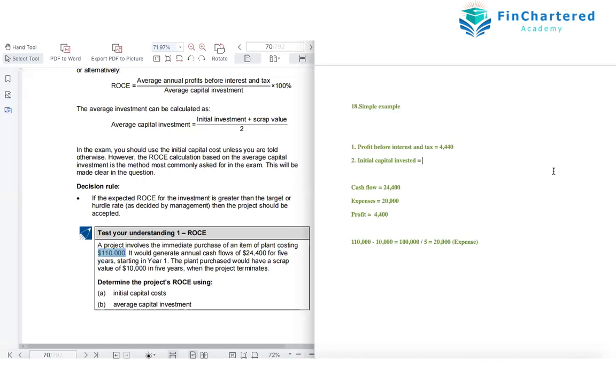Remember, the two ingredients were profit before interest and tax divided by capital employed. And the capital that you invested for the machine was 110,000. So the ROCE you can now calculate with these two ingredients. The formula is profit before interest and tax divided by capital employed. Profit is 4,400. Capital employed is 110,000. This we will multiply with 100 to get a percentage. Therefore, the return on capital employed is how much percent? 4%. That's it.